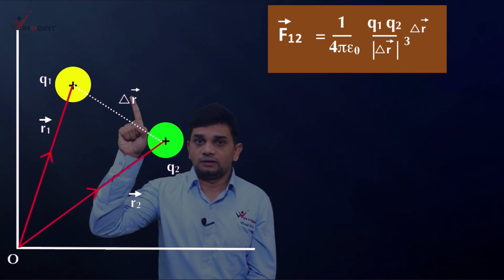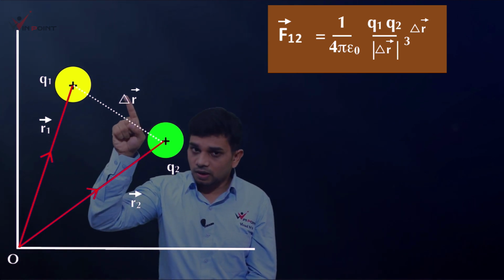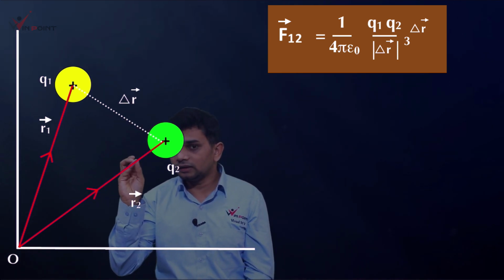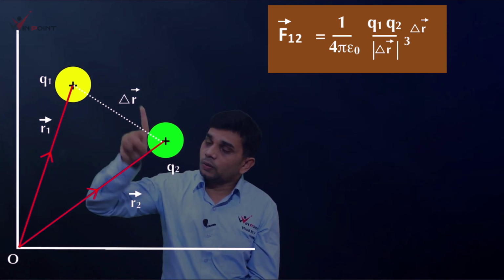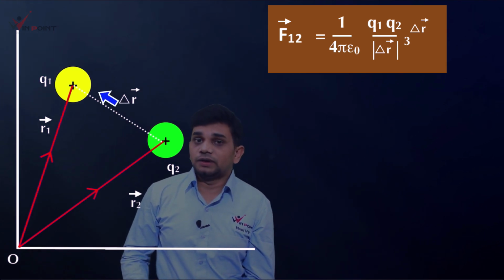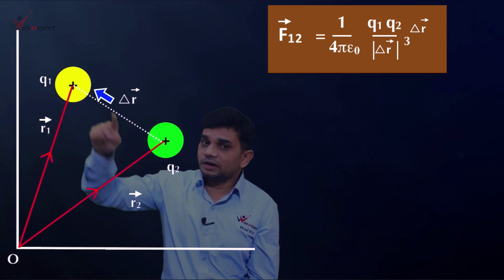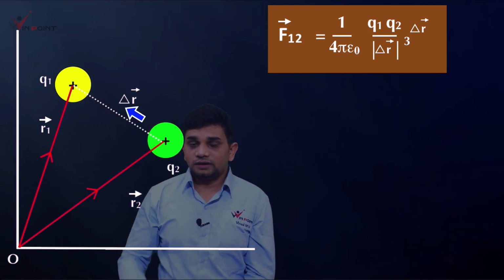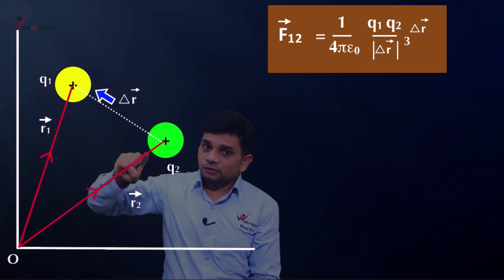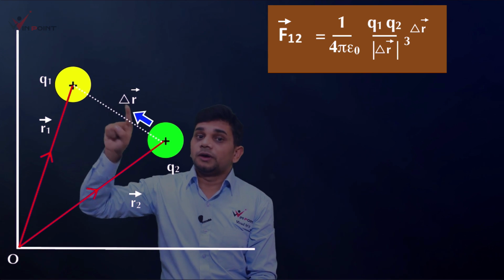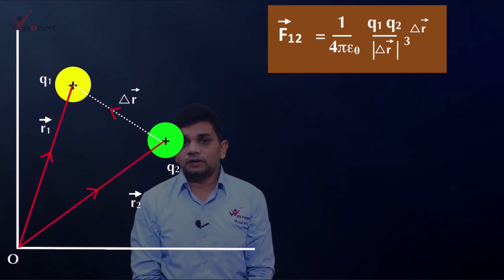Force on Q1 because of Q2. Q2 is applying a force on Q1. What is the direction of that force? You can see the direction here. That is the direction of force. Then we need to take the displacement in the same direction. So this is the direction of displacement to Q1 from Q2, right? We are marking the direction of displacement.